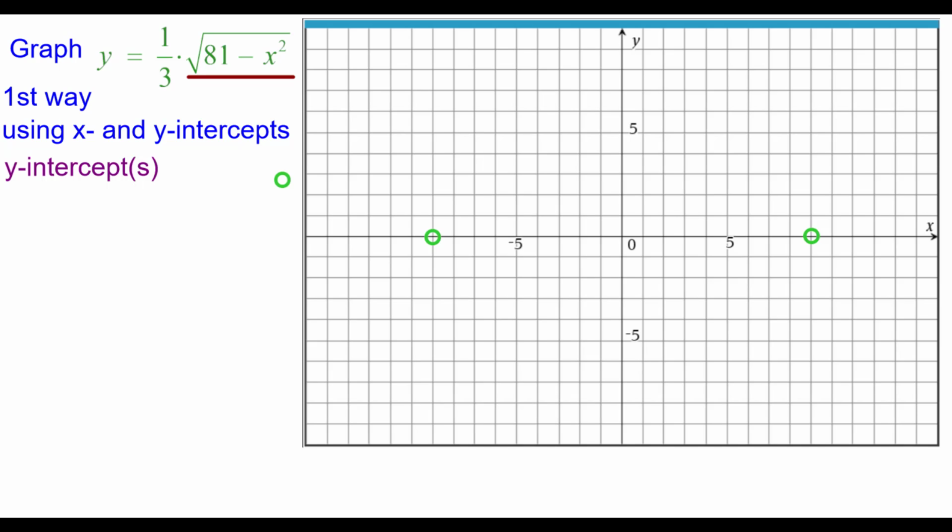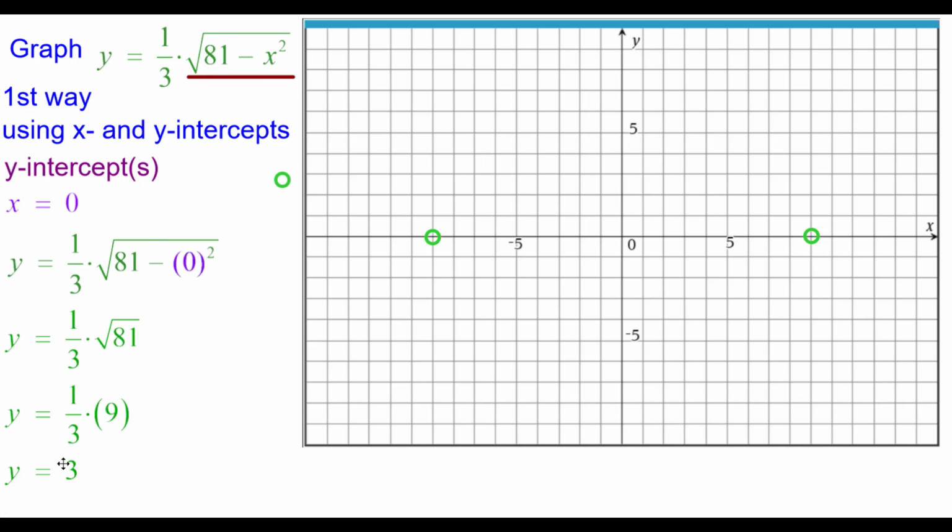The y-intercepts occur when x is equal to 0. So we'll substitute x equals 0 here. Go ahead and pause and simplify this as much as you can. Press resume when you're ready to continue. So it turns out y is 1/3 of the square root of 81, which is 1/3 of 9, which is 3. So our y-intercept is at 0, 3.